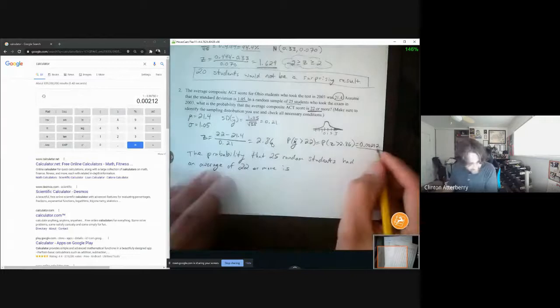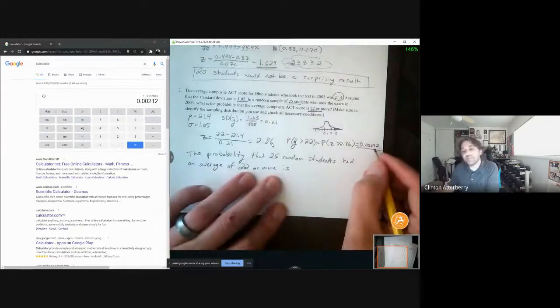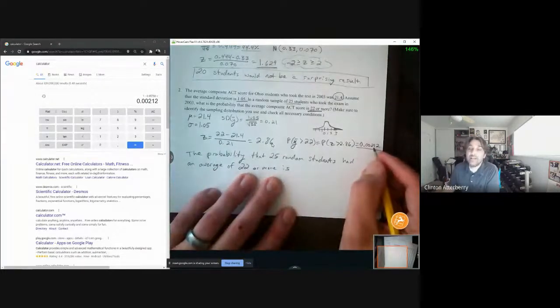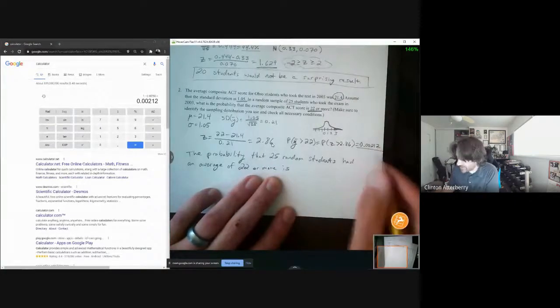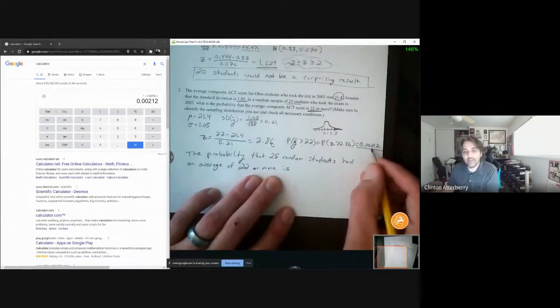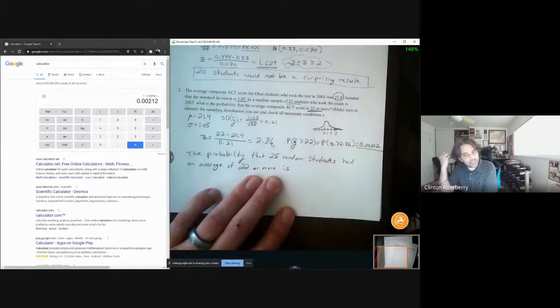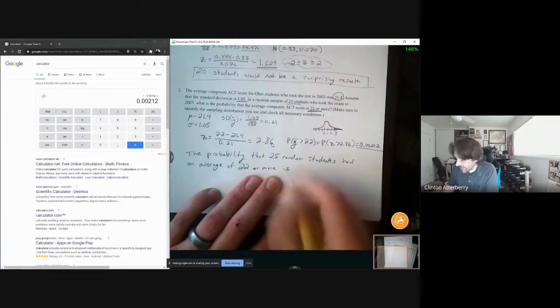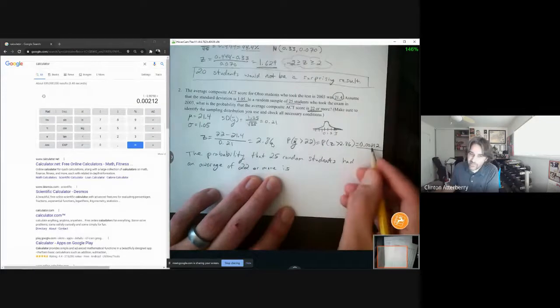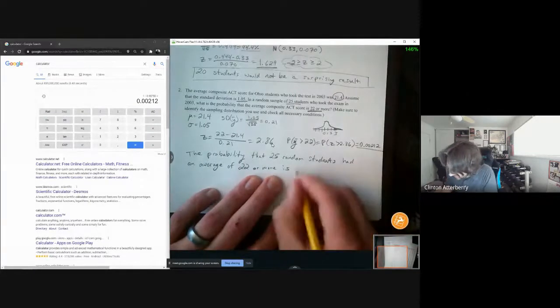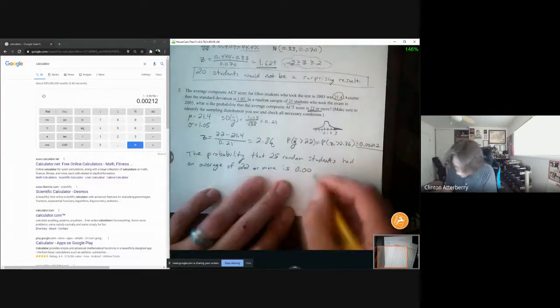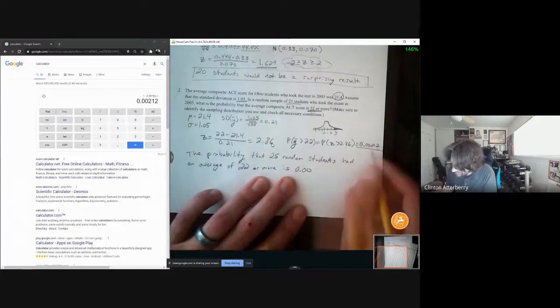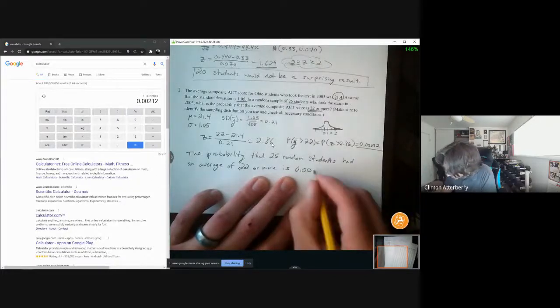Now, since this is a small number, if I was to make this a percentage, it would be 0.2%, which is a really small number. I could write that right here, but because it's a really small number, I'm just going to keep it like this. That seems to be the standard. And I'm just going to round to 10,000ths, so I'm going to cut off this last number here.